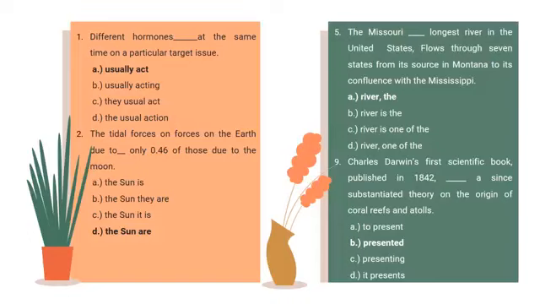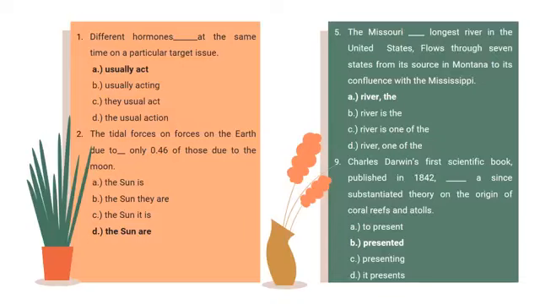Number 1. Different hormones blah blah blah at the same time on a particular target tissue, and the answer is A, usually act. Why do I choose A? In my opinion A is the best answer, because B is impossible: there is the word usually, the tense is present tense, and if the verb is verbing, usually it used to be. Points C and D are also impossible. So the best answer is A, usually act.